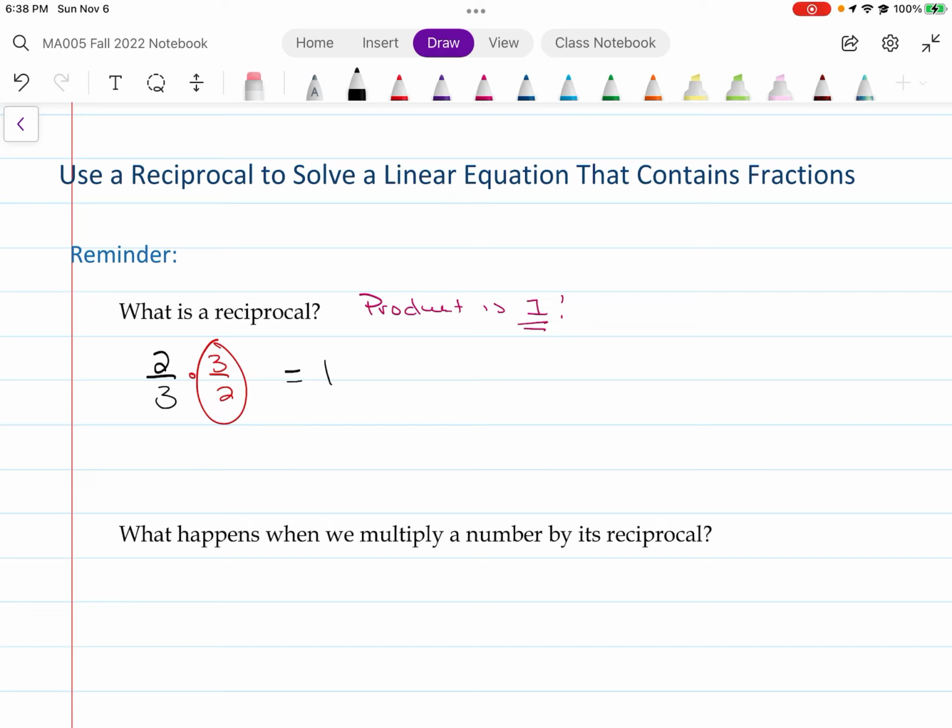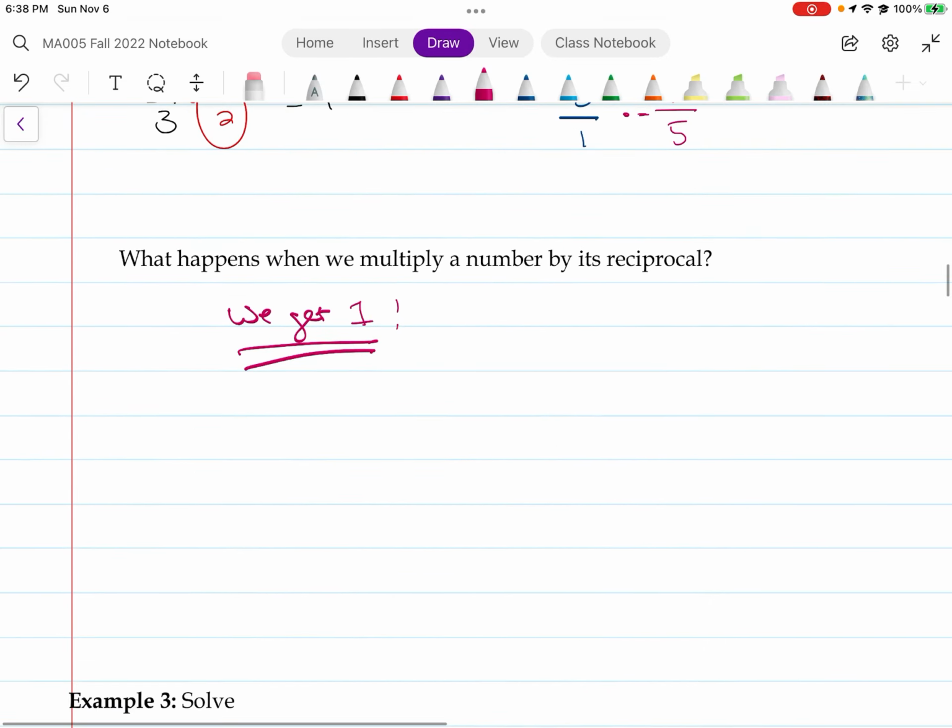All right, so when we multiply a number by its reciprocal, the definition is that we get 1. Okay, that's the whole point. Reciprocal is a number that when we multiply, we get 1. So what if our original number was negative 5? Well, remember that that's negative 5 over 1. So what could we multiply that by to get a 1? Well, we'd have to multiply it by negative 1 over 5. All right, so let's move on.